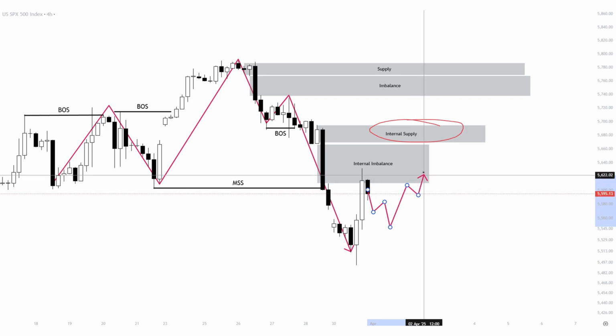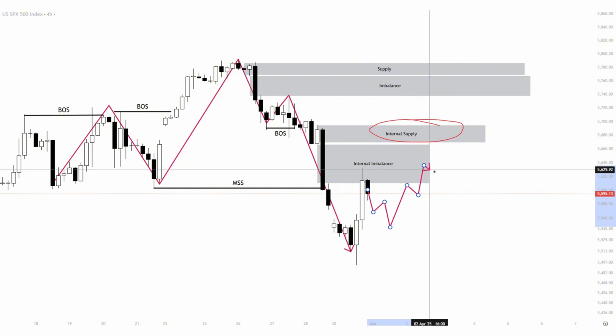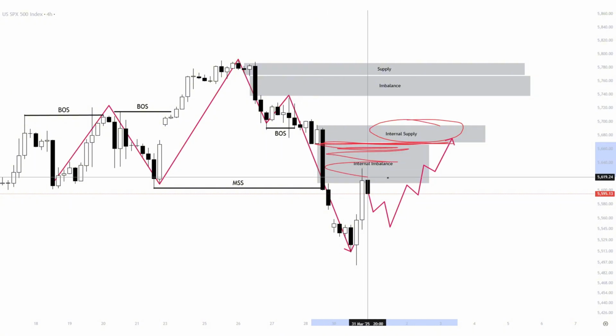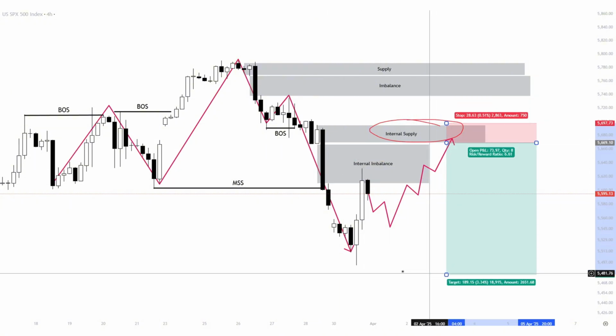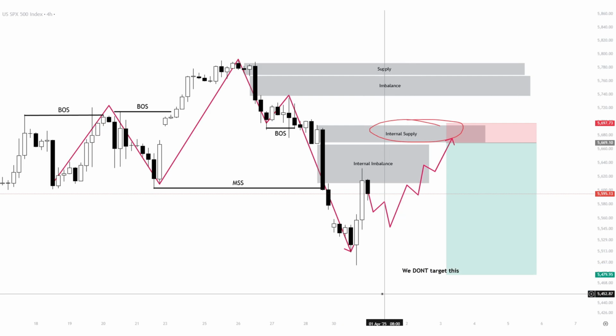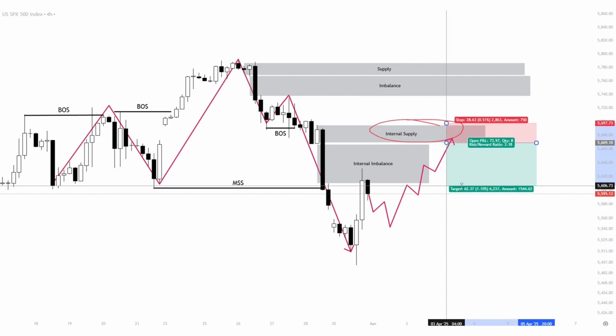This leads to the market filling the imbalance, rejecting for a while, giving the impression that it will continue to move to the downside, but then continuing moving towards the supply. Moment where the supply fills, and we can look for sell short setups on the supply. And because this is an internal supply, we do not target the swing lows, but we assume that the market might go higher to fill the other zones from above.